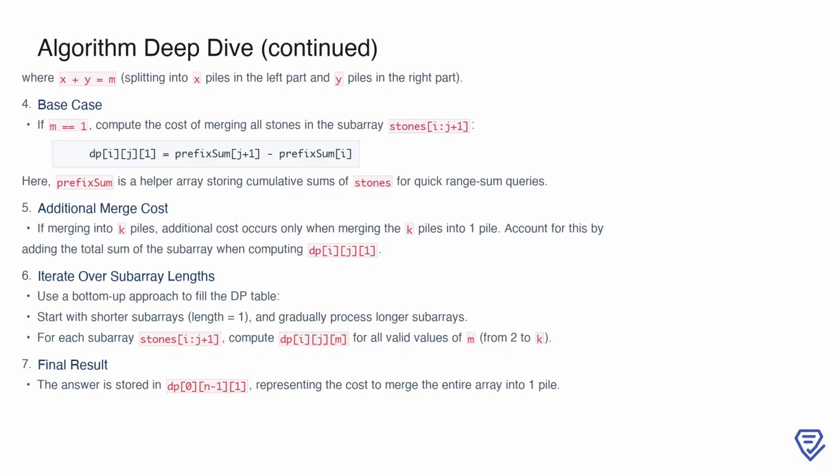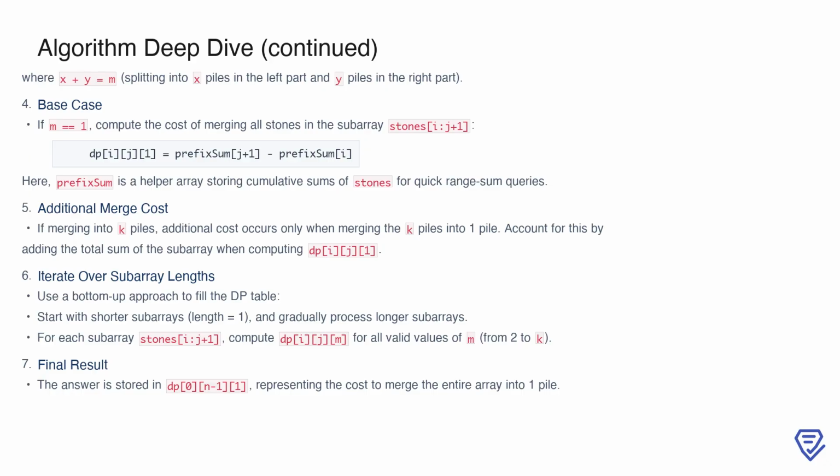Next, we define the base case. If we're merging the subarray into one pile, m equals 1, the cost is simply the sum of the weights in that subarray. We compute this sum efficiently using the prefix sum array, where prefix_sum[j+1] - prefix_sum[i] gives the range sum. Additionally, when merging k piles down to 1, an extra cost is incurred, so we add the total sum of the subarray to account for this.